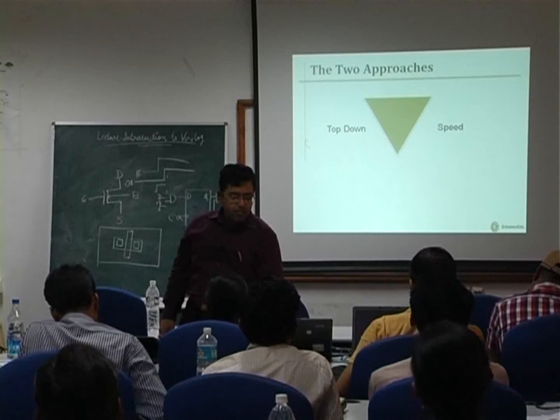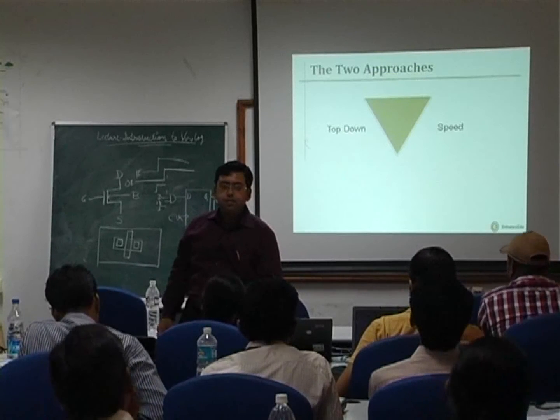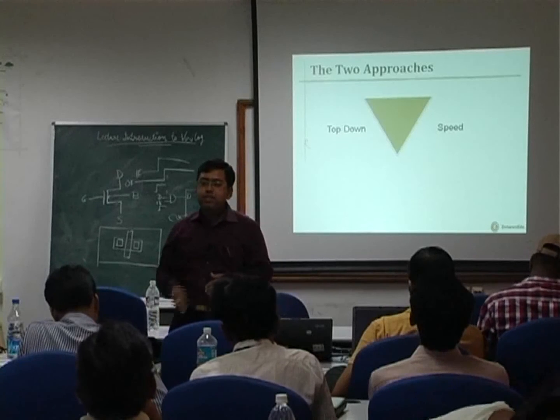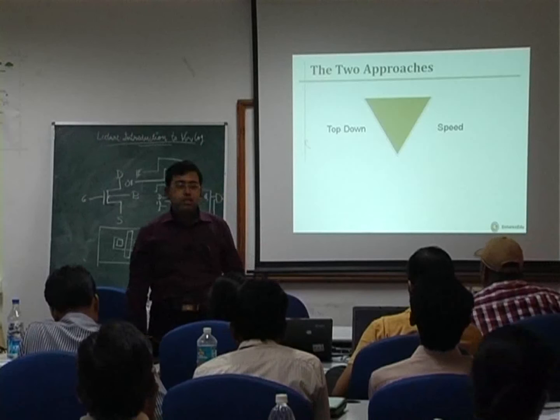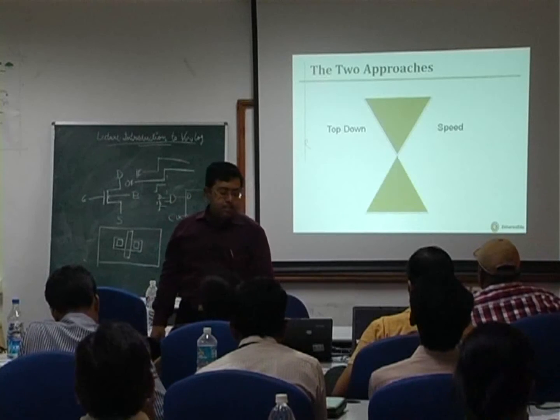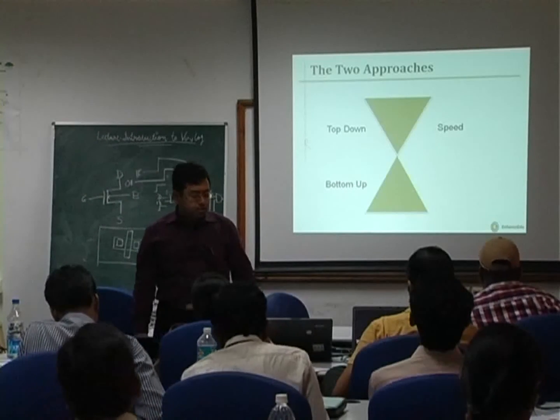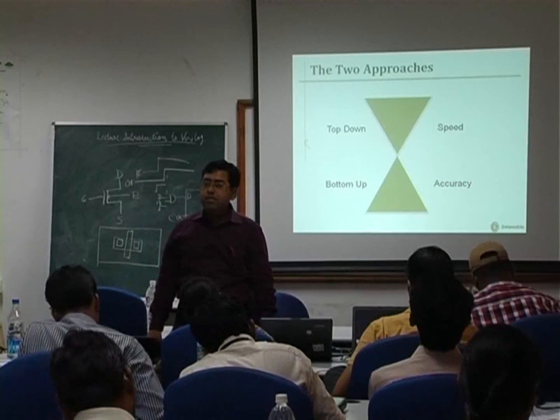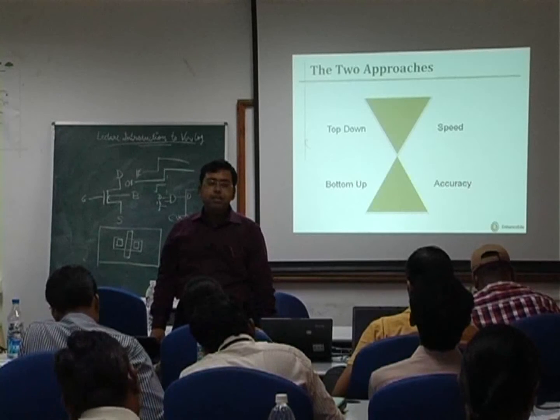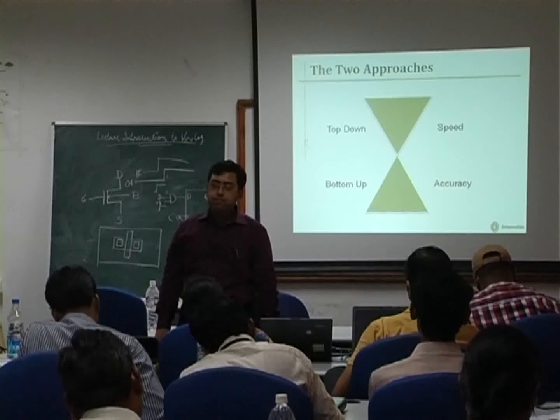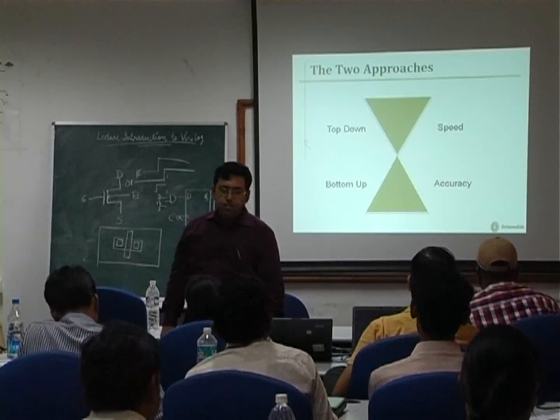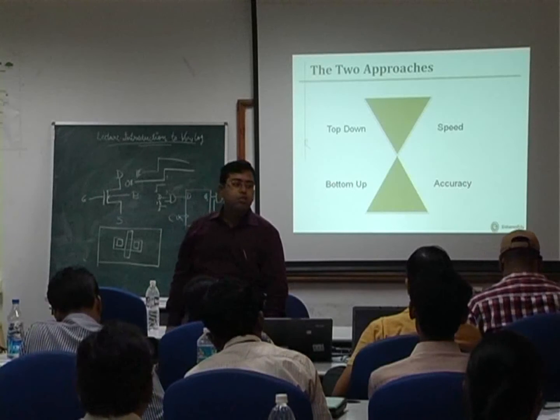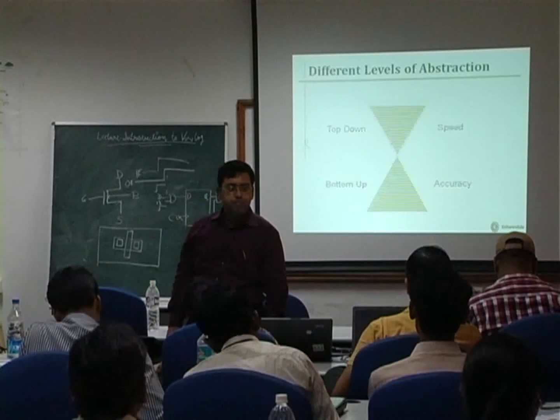So this is what I said, that while the top down approach yields us speed in terms of the design cycle time, we lose in terms of accuracy. On the other hand, in case of the bottom up approach, we gain in terms of accuracy in the behavior of the circuit, but badly lose in terms of the design cycle time. So that's why, in practical design problems, we use a combination of both the top down and bottom up approaches.